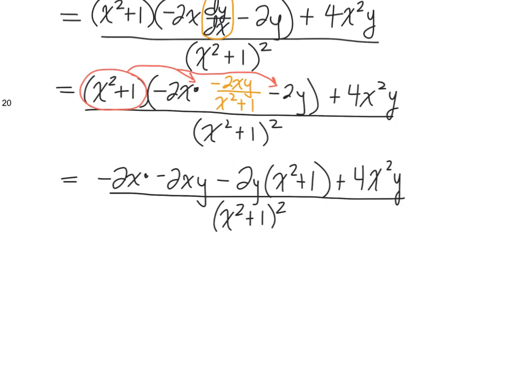Don't you have to distribute the x squared plus 1 to the negative 2x? Since this is a product, these two are grouped together as one term. Okay. So a little bit more cleaning. These two could be multiplied. We could do a little distributive property there.